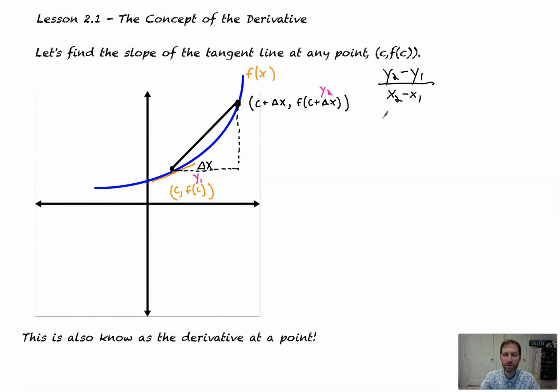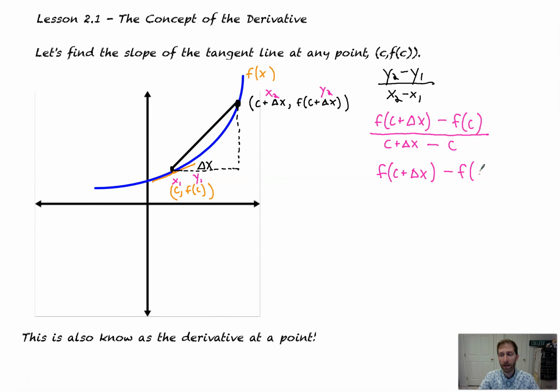So the slope of that line is going to be f of c plus delta x minus y1, f of c. So that right there got you your rise. It got you this amount. All over x2, that's this right here, minus x1, this minus that. So that's going to be c plus delta x minus c. Ah, very nice. Now, we simplify this down. The numerator is just going to stay the same, so I do a lot of copying. So I'm just copying down that upper part here.